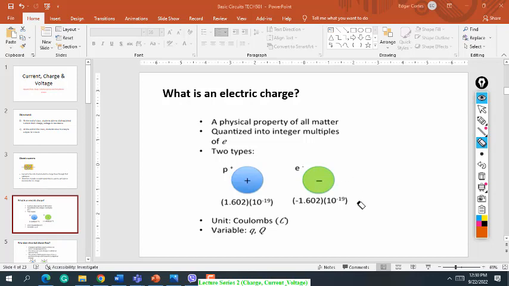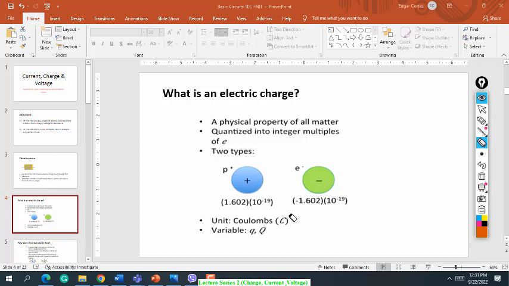A material here, for example, a material or wire, has protons represented by positive and electrons represented by negative. These are positive and negative charges, which we refer to as proton and electron. Inside an atom, there are two particles, which we call P and E, or electron and proton.